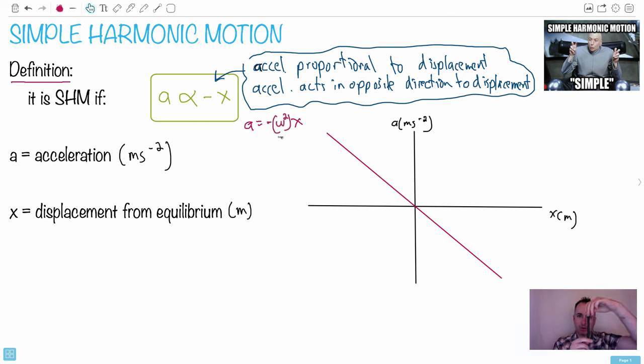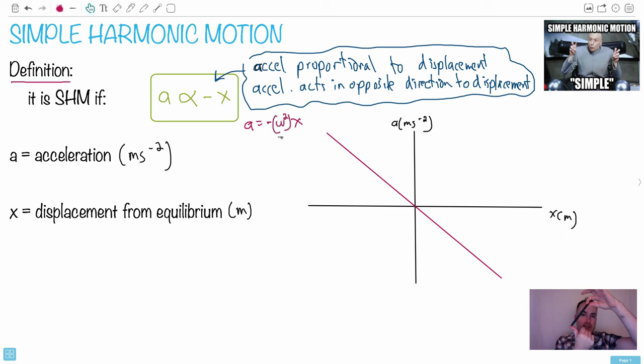Let's talk about this a little bit more. So remember, an acceleration is related to a force, isn't it? Because of Newton's second law. So if you have a force, you have an acceleration. So watch this carefully. As I pull this right here back, think about this now. Right now, as I pull it back, I've displaced it that way, right? There's a displacement going this way.